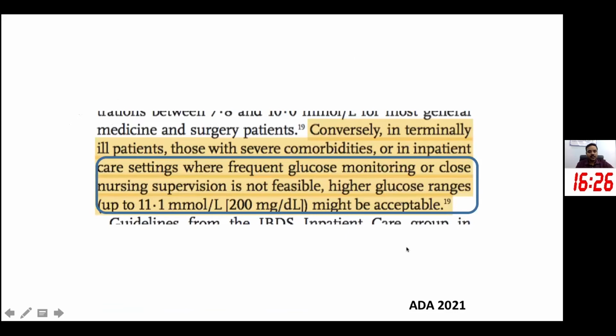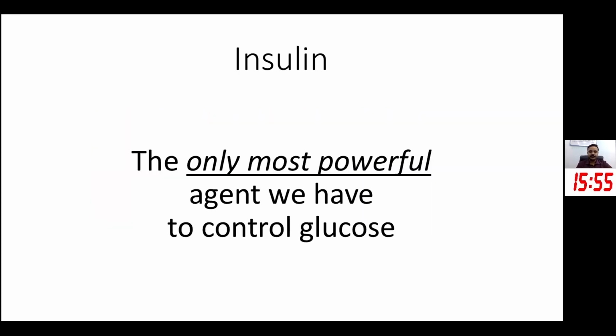ADA 2021 goes even one step further, telling that when there are severe comorbidities or in patient care setting where frequent blood glucose or close nursing supervision is not feasible, maybe higher glucose range can be kept around 200 milligram per deciliter. I think in our setup where the ICUs were challenged with COVID-19, we can keep a little bit looser control also, but ideally we can target 140 to 180 milligram per deciliter.